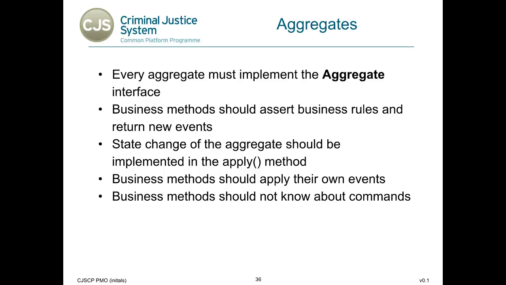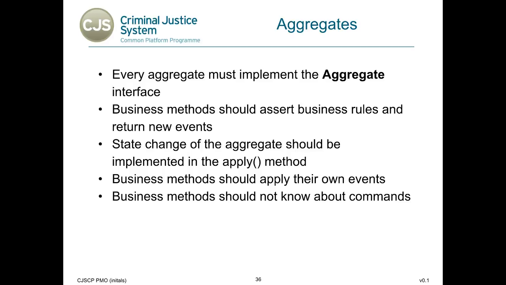So it's worth knowing that those business methods that assert the rules also need to apply their own events, otherwise they will leave their aggregate in an inconsistent state, which in a lot of cases probably doesn't matter. But if you ever assume that the aggregate that you've just updated with one business method is updated when you call another business method within the same block of code, then obviously that would start to become a problem.